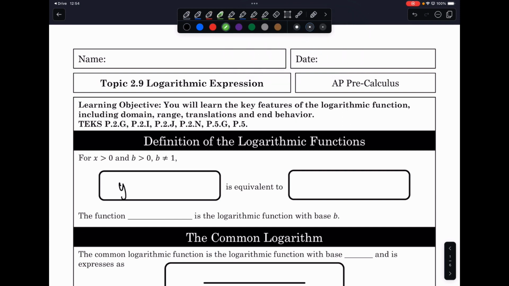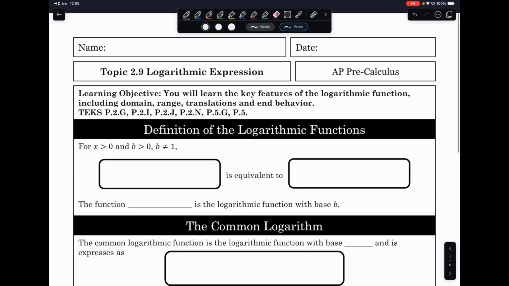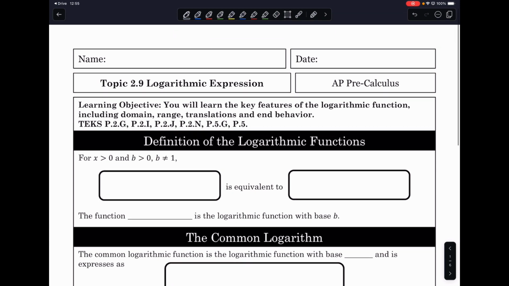All right. The equation y equals the log with base b of x, this right here is a log, it's equal to this base b raised to the power of y equals x. This is a log function.